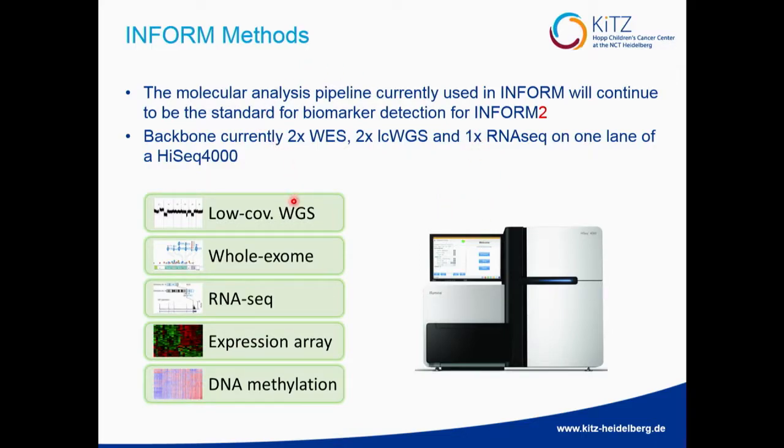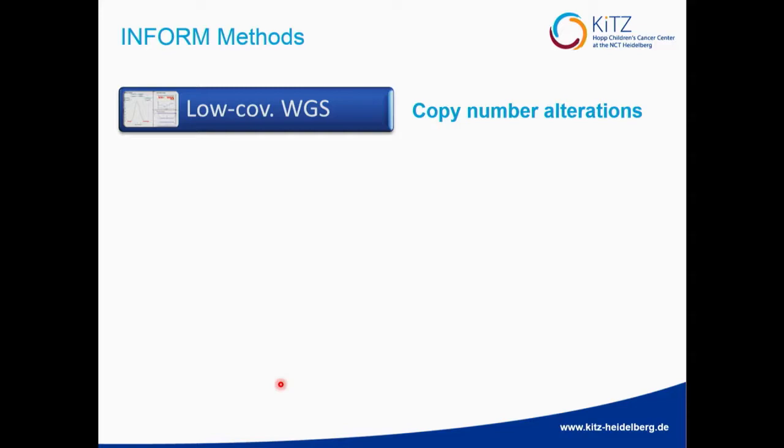And for these tumors, we really do a very thorough molecular workup, which includes low-coverage whole genome sequencing for copy number calling, whole exome sequencing, RNA sequencing. We still do good old expression arrays, because there we have about 50,000 data sets to compare with, which is much easier than extrapolating RNA sequencing calls and comparing to array data. And we obviously do DNA methylation analysis.